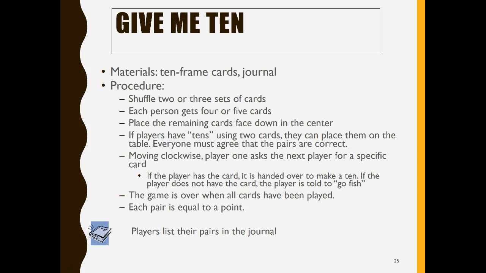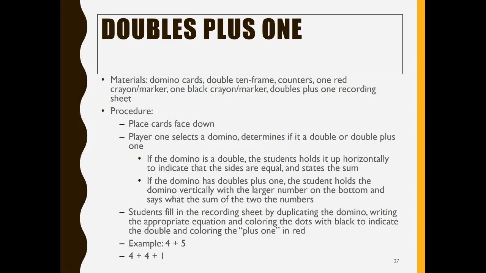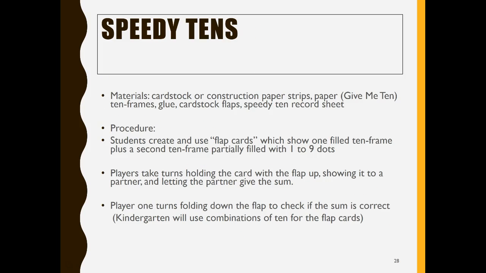Then there's Give Me 10, which is a version of Go Fish, but only that they're making tens instead of pairs. Think Addition, where they subtract, but they think of what the addition fact would be in order to subtract. Doubles plus 1 with dominoes. Speedy Tens with the cards with a flap.